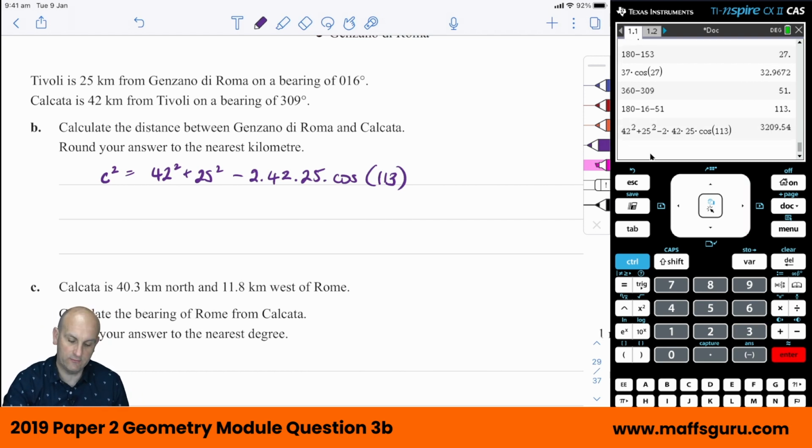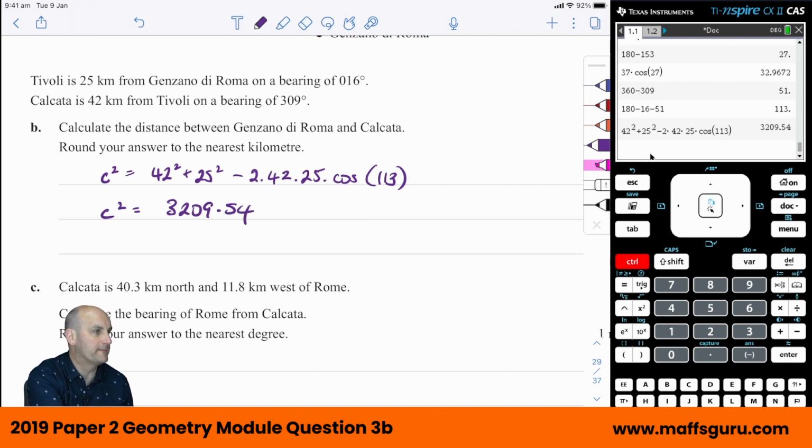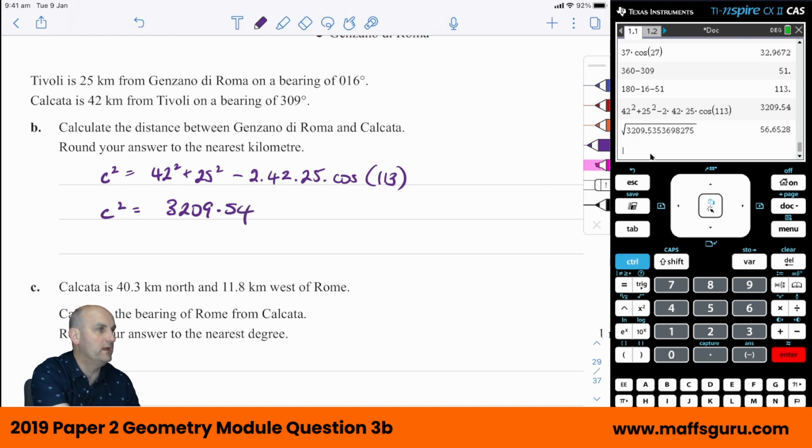That gives me that. Now remember, that's my value of c squared, which is 3209.54. So if I now square root my answer, I get 56.6528. And what's my degree of accuracy? Nearest kilometre. So that should be 57 kilometres.